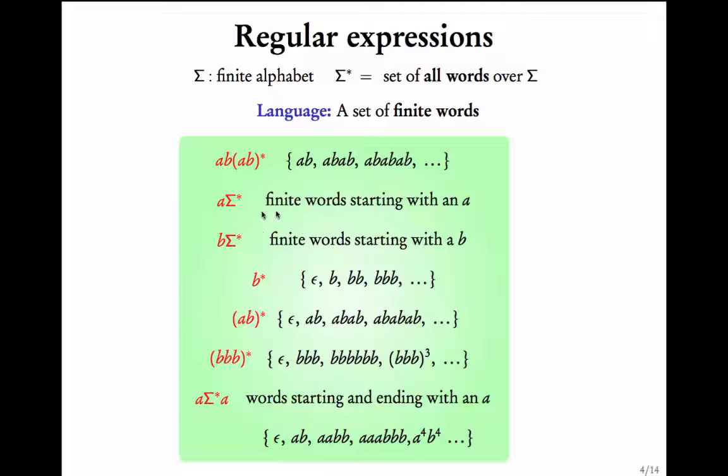Words starting with an A are given by A sigma star. Words starting with a B are given by the regular expression B sigma star. The set of all words consisting only of B and the word epsilon is given by B star. This is AB star. This is BBB star, and this one is words starting and ending with an A, so you have A sigma star A. This is a language for which we can't give a regular expression.